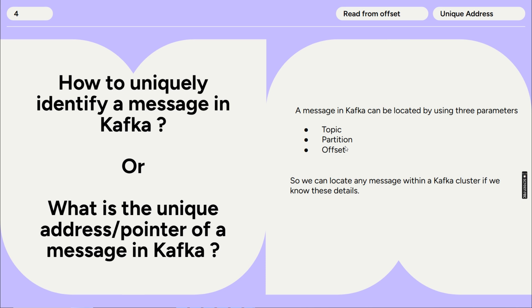So combining these three, we will be able to locate a specific message within Kafka. Okay, so this is the unique address. Now next, let's get into the practical part of it. It's a simple thing, but it is really powerful. I'm going to demonstrate this using Python.